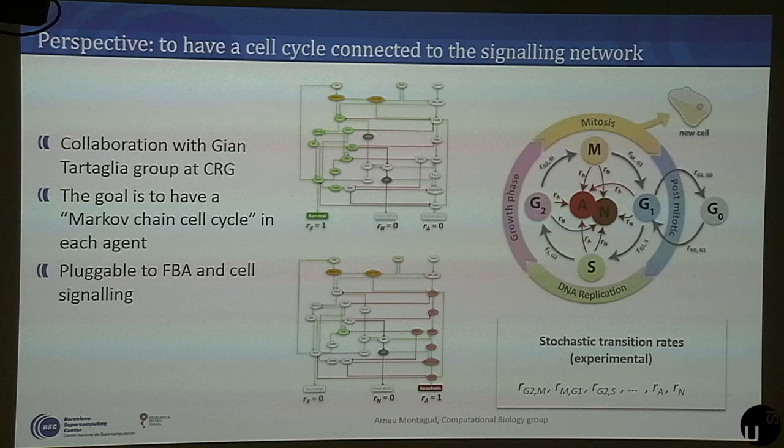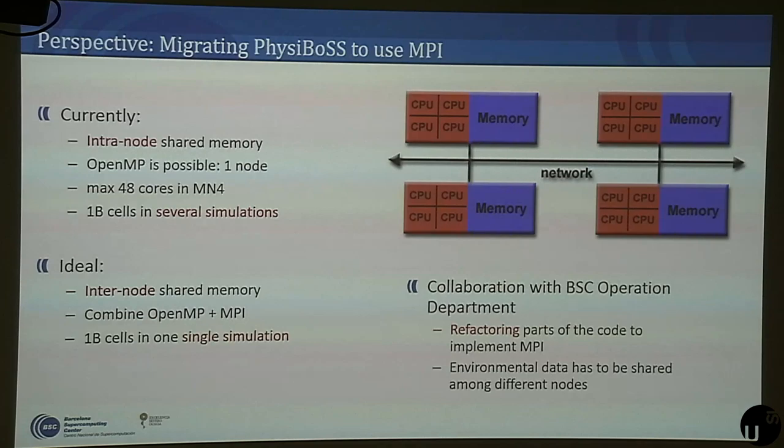One collaboration we have with the Jan Tartaglia group at CRG is to have a Markov chain cell cycle of the cells. Currently, the cell cycle in PhysiCell is basically a clock. You wait a given amount of time, you divide. You wait a given amount of time, you divide, as long as there are no inputs that prevent you from dividing. We thought of connecting this with the Boolean network, and having some rates in this cell cycle, so that it would be much easier to go from one cell cycle phase to another than others. One thing that we're working on in collaboration with the Department of Operations at BSC is to jump to MPI with this tool, with PhysiCell.